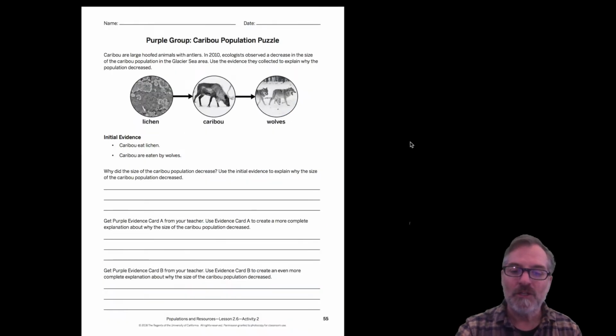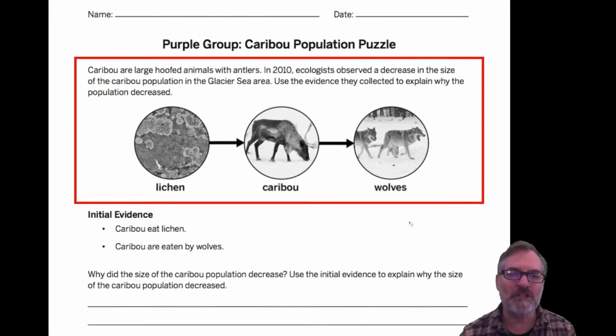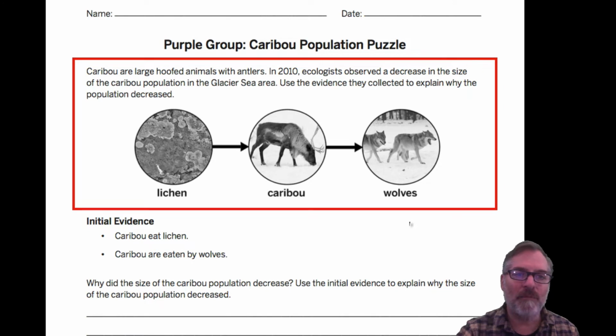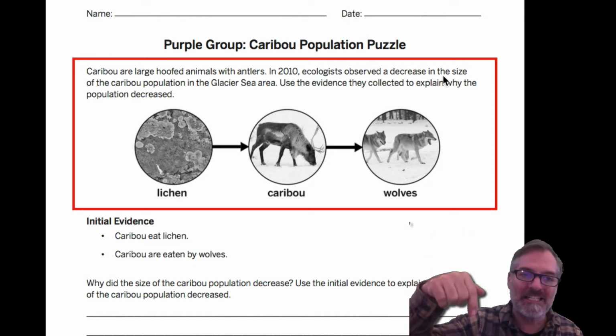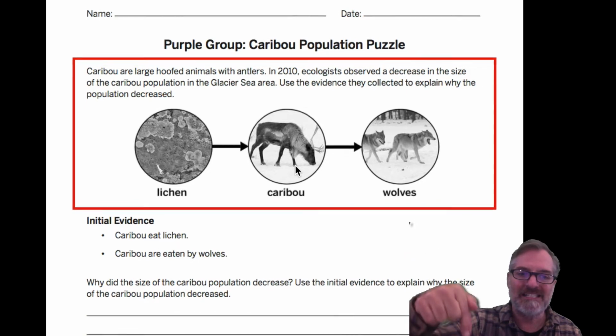All right? So, please turn to page 55 if you haven't already. And I want to just draw your attention up here. Caribou are large hoofed animals with antlers, and in 2010, ecologists observed a decrease in the population size of the caribou population in Glacier Sea area. Use the evidence they collected to explain why the population has decreased. So right here, we're talking about the caribou population has gone down.